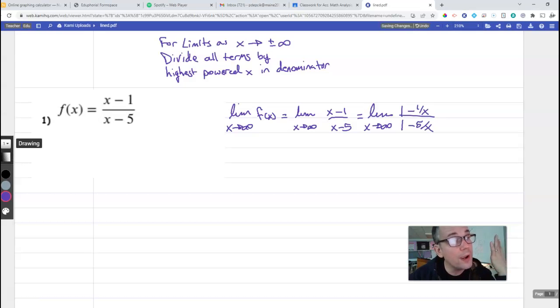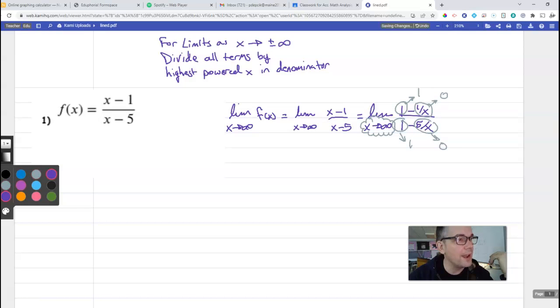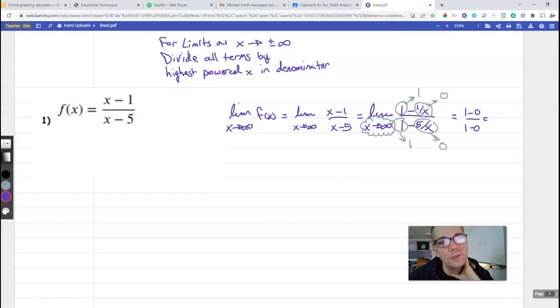And then the whole point is that we're imagining what happens as x gets really large, as x goes toward infinity. And what happens is this is not affected at all. This is going to stay 1. But as x gets really ginormous, this part gets really tiny and basically approaches 0. As x gets ginormous, this 1 is not affected by x at all. And then this is also going to go towards 0. So at the end of the day, at least for this problem, I'm going to have 1 minus 0 over 1 minus 0, which is 1.